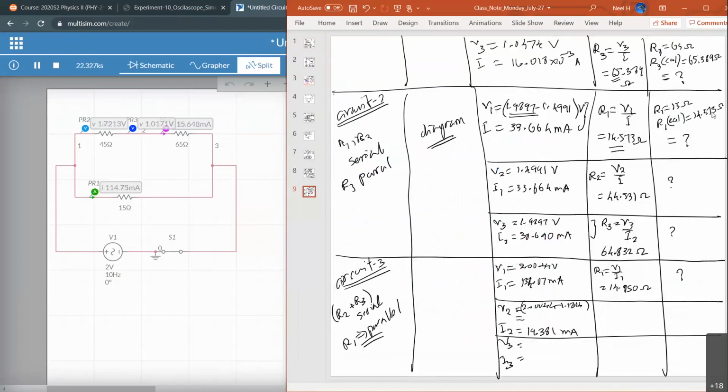What we have, the voltage difference between 2.0044 minus 1.1814, close parentheses, divided by 19.381 multiplied by 10 to the power minus 3. I'm getting 42.46. So if you do this calculation, R2 equals V2 over I2, I'm getting 42.464. Now we're expecting 45, right?